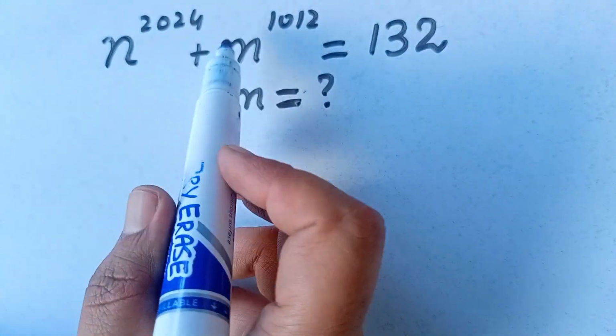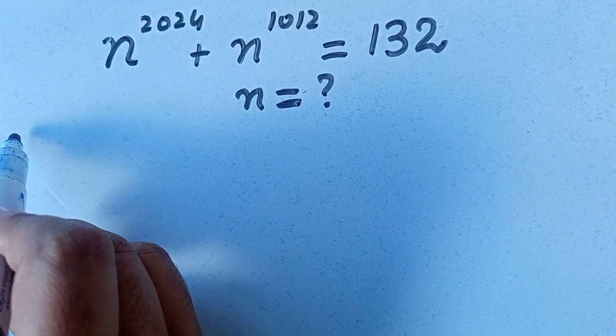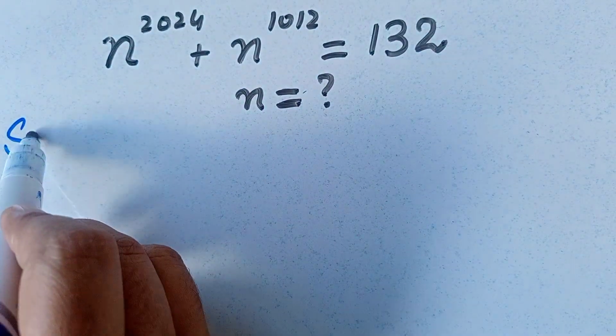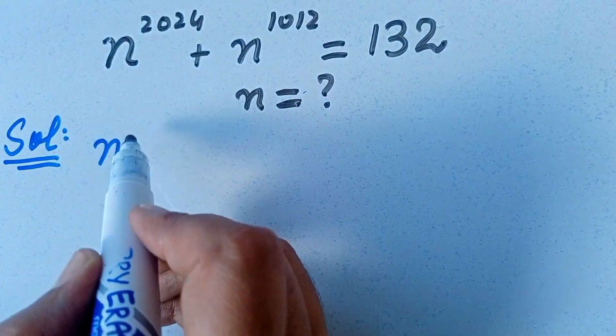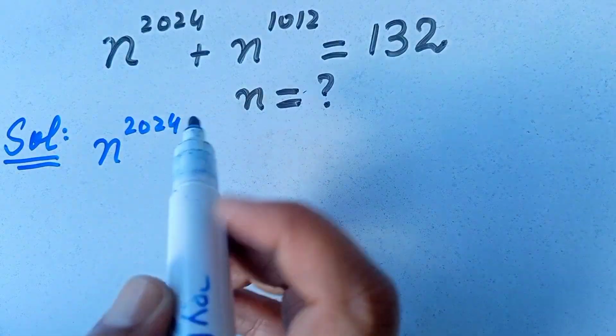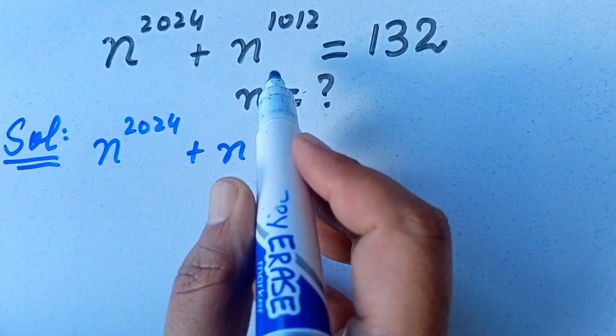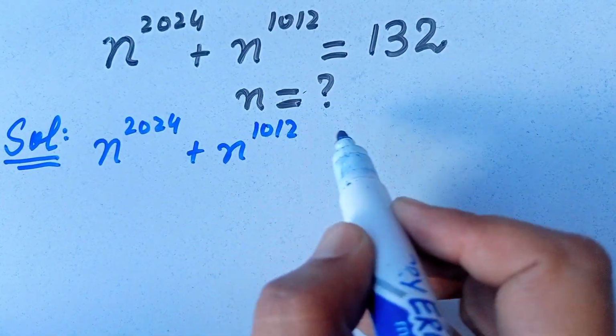We have a very interesting question here. Let's solve it by an easy method. n^2024 + n^1012 = 132. We have to find the value of the unknown variable n.